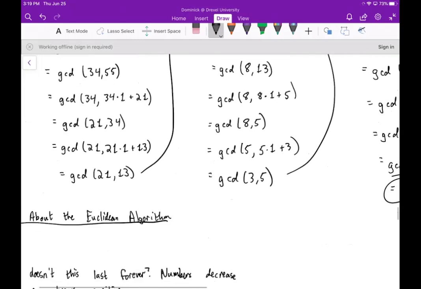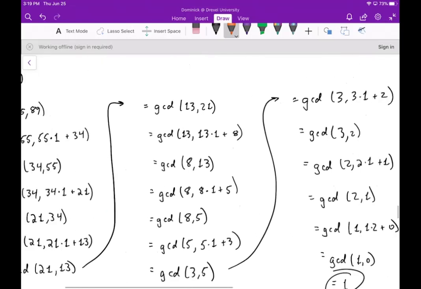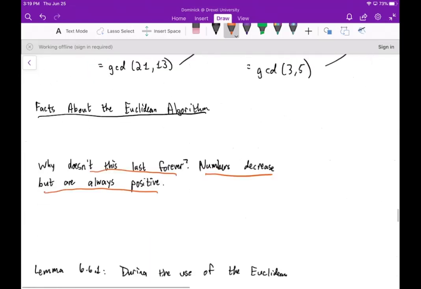Okay. Now, I wanted to do this last example just to show that even though it seems like this is going to go on forever, it of course never will, right? Why doesn't this last forever? Well, your numbers are always decreasing, but they're also always positive, right? So we know that eventually this is going to end, despite some problems like this last one that we did maybe taking a long time.